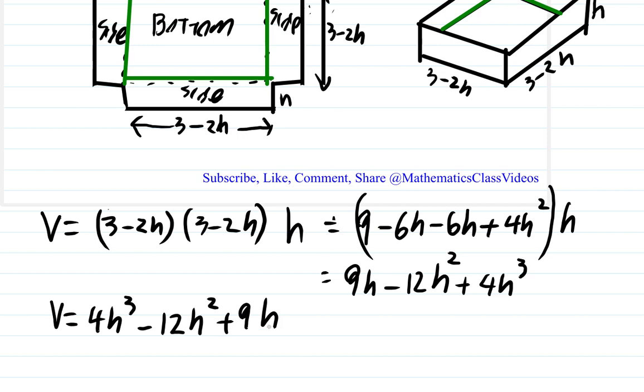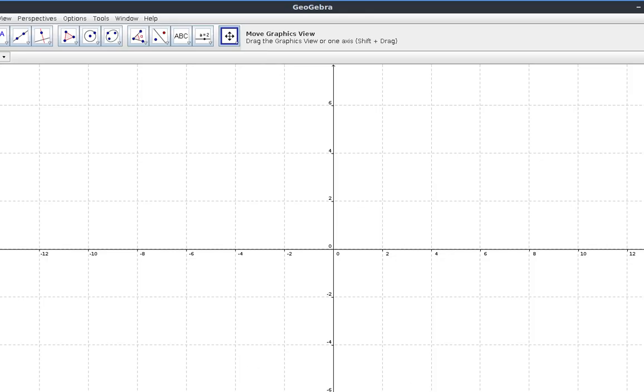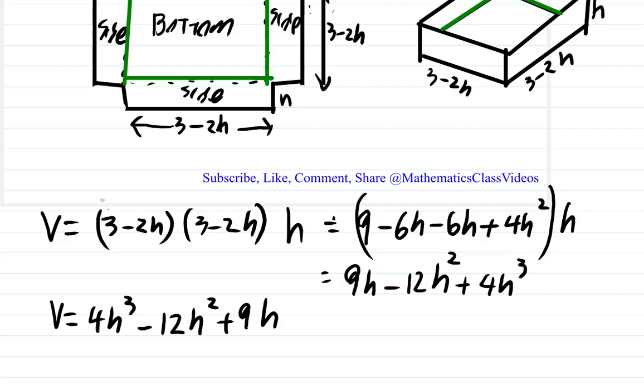Now we want to maximize the volume. You notice this thing is a cubic equation. So if we could look at it and find out where a local maximum point occurs. Suppose we plot a graph of it. Let's use GeoGebra. It's 4h cubed, well, in GeoGebra's case, we have 4x raised to the power of 3, 4x cubed. I'm typing it, but you can't see the typing.